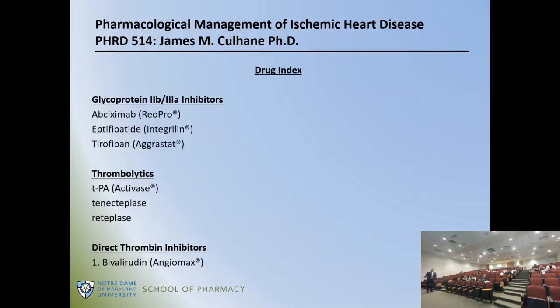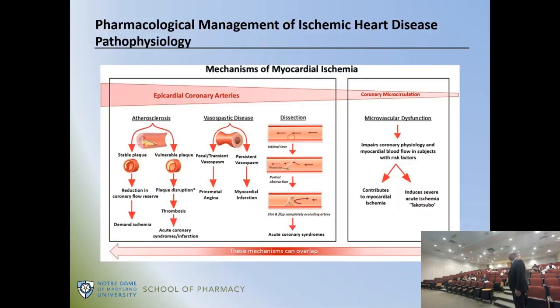We will talk about glycoprotein 2B3A inhibitors, and these are another group of antiplatelet drugs. We're going to talk about thrombolytics very, very briefly. These are drugs that break up arterial clots. And then direct thrombin inhibitors, another type of anticoagulant. So a lot of things going on here with regards to drug classes, and I'll try to keep it as simple and focused as possible. And please don't hesitate to stop me if you've got questions.